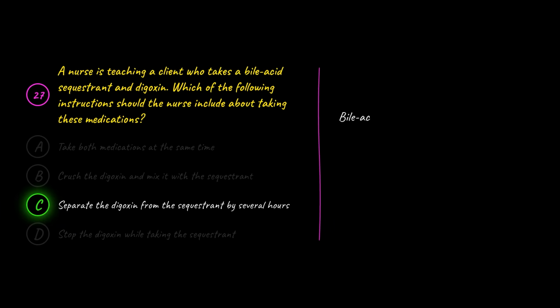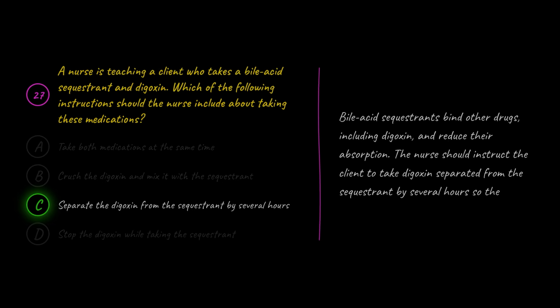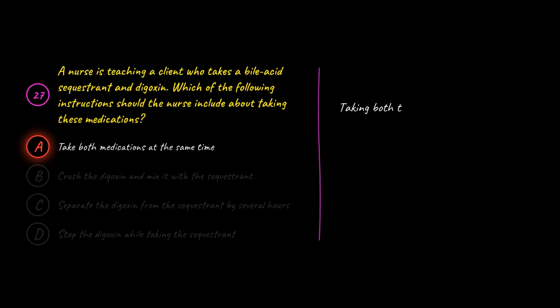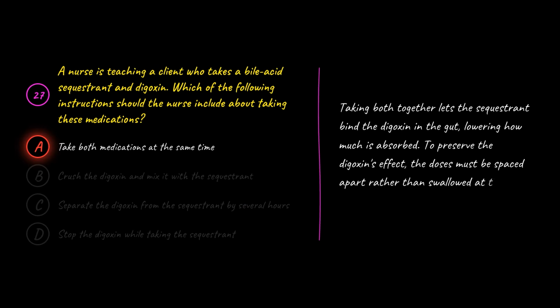C is correct because bile acid sequestrants bind other drugs including digoxin and reduce their absorption. The nurse should instruct the client to take digoxin separated from the sequestrant by several hours so the digoxin can be absorbed and remain effective. A is wrong because taking both together lets the sequestrant bind the digoxin in the gut, lowering how much is absorbed. To preserve the digoxin's effect, the doses must be spaced apart rather than swallowed at the same time.